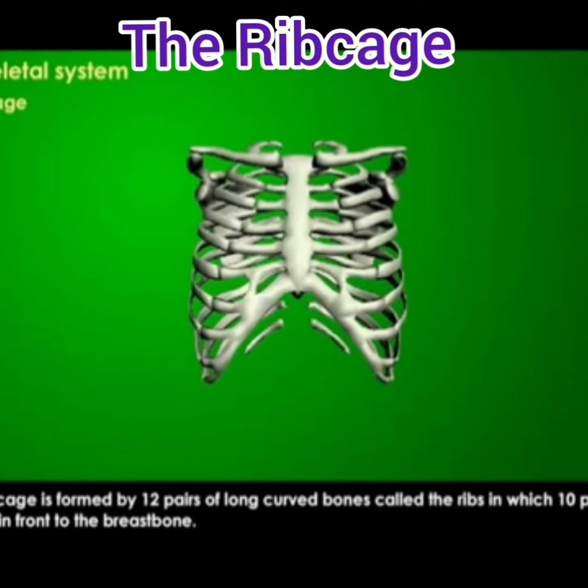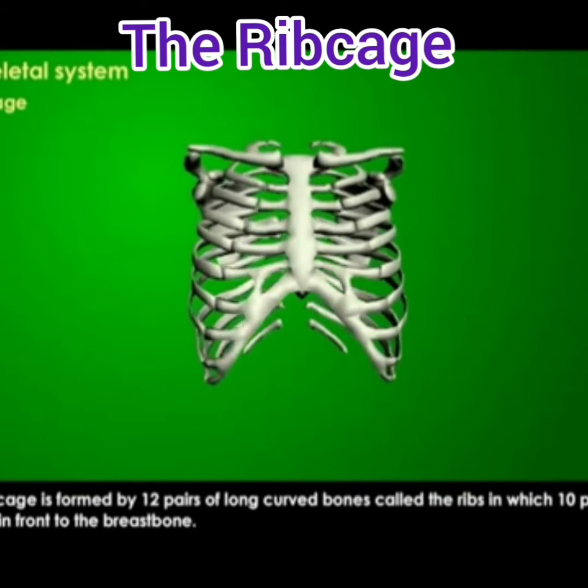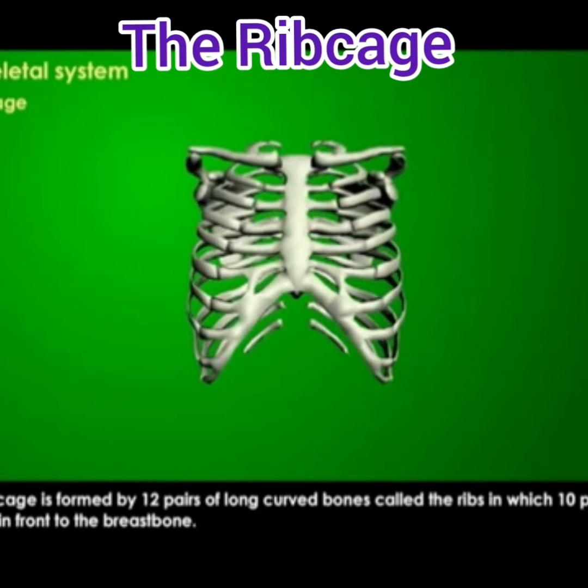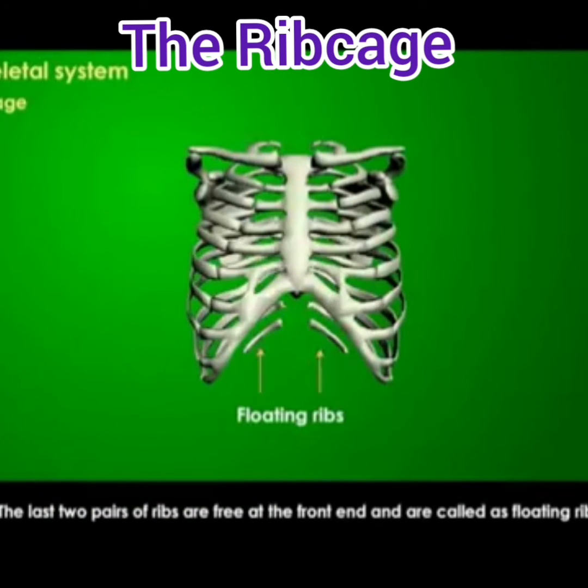The rib cage. The rib cage is formed by 12 pairs of long curved bones called the ribs, in which 10 pairs are joined in the front to the breastbone. The last two pairs of ribs are free at the front end and are called floating ribs.